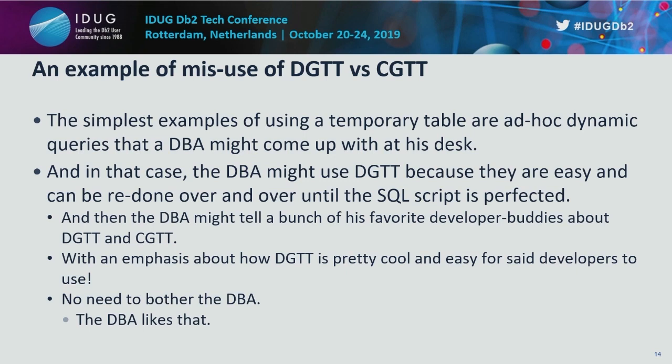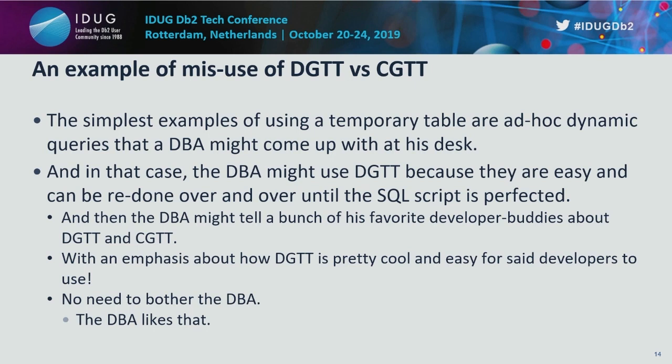When I first started using them years ago, the simplest examples were me sitting at my desk, writing some ad hoc queries that I realized would be helped by using a temporary table. So I made some scripts at my desk and started using them. And then I came to realize that declared temporary tables are pretty useful. They're easy to code. You just declare and use it, and if it turns out you don't even have to drop it, right? At the end, they just disappear.